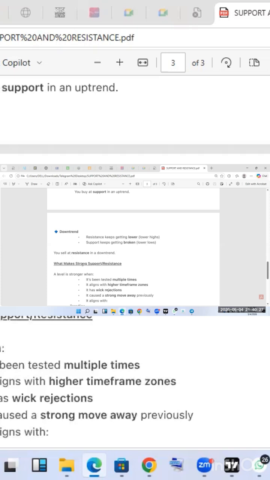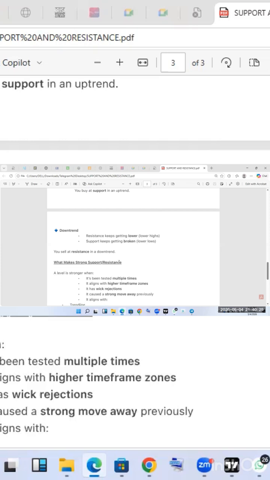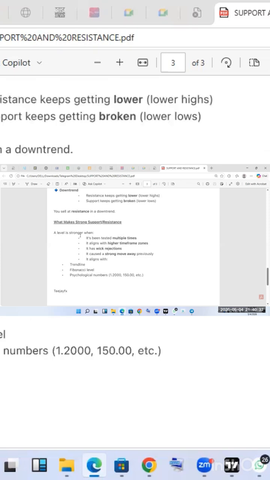What makes strong support or resistance? A level is stronger when it has been tested multiple times, as I explained earlier. It aligns with a higher time frame zone. It has weak rejection. It caused a strong move away previously. I will explain this on the chart. So what this means is, it has been tested multiple times. Let me go to the chart and explain that now.